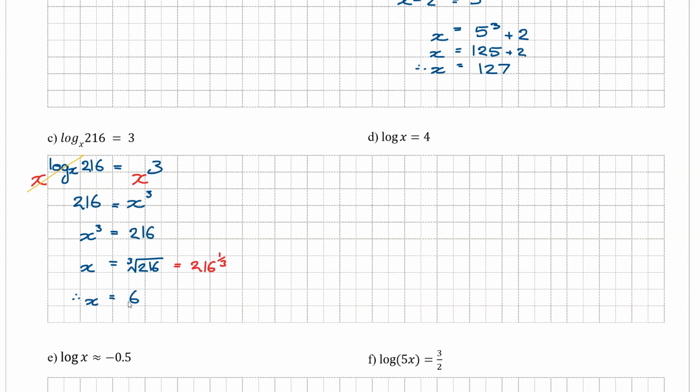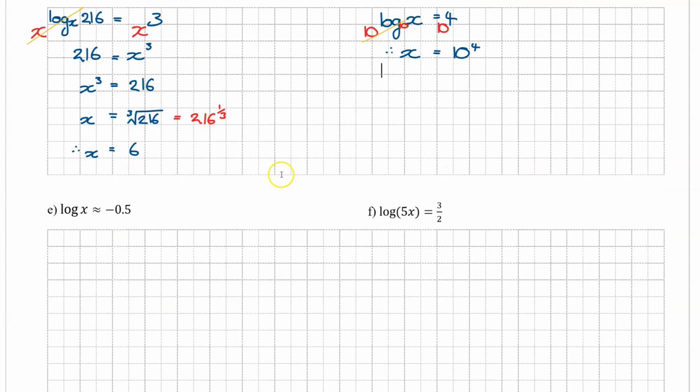Going across to D, we've got log x equals 4. And remember, because the base is not specified, it defaults to a base of 10. So, to solve this particular problem, we're going to raise both sides of the equation to the power of 10. Thus, the 10 and log 10 cancel. We get 10 to the power of 4. Thus, x is equal to 10 to the power of 4.